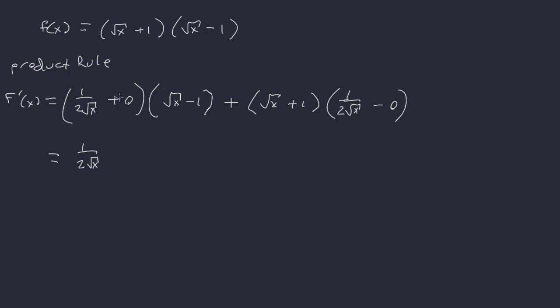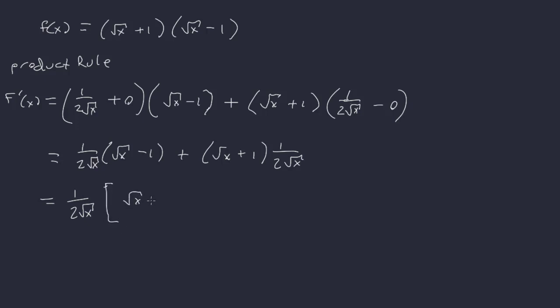And notice these can just be factored out. Actually, let me just write it like this to start with. Okay, so we'll have 1 over root x times the square root of x minus 1, then the square root of x plus 1 times 1 over 2 root x. We can actually factor out that 1 over 2 root x if we'd like.